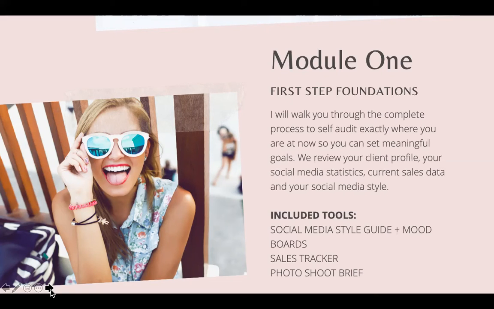We review your client profile, your social media statistics, your current sales data in your business, and your social media style. The included tools that you get here are a social media style guide and mood board, a sales tracker, and a photo shoot brief. So you can maximize everything that you need to do moving forward with your business, particularly how to style everything, but also how to set those, like I said, meaningful goals, and also track them ongoing.